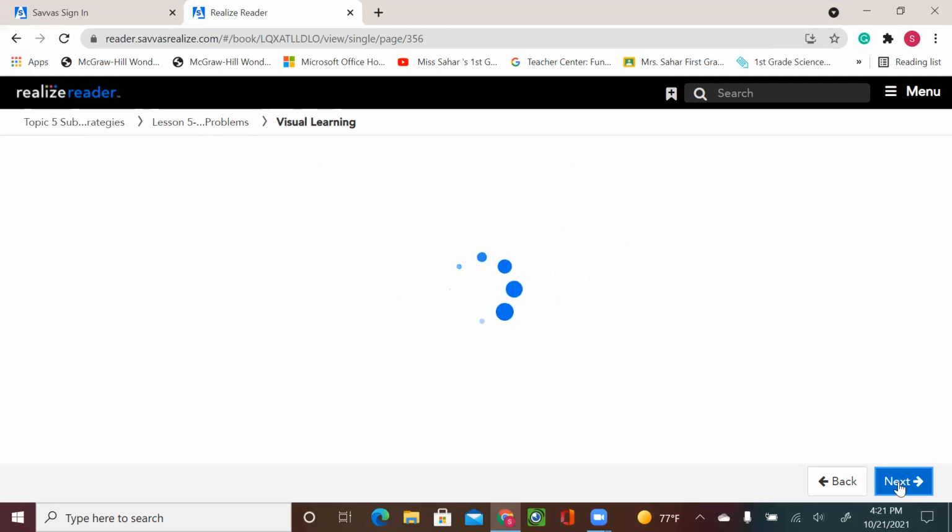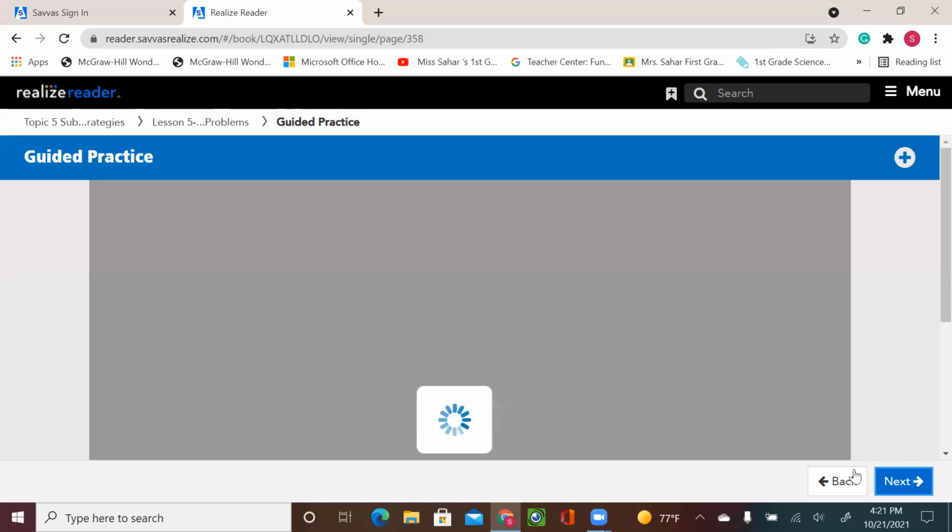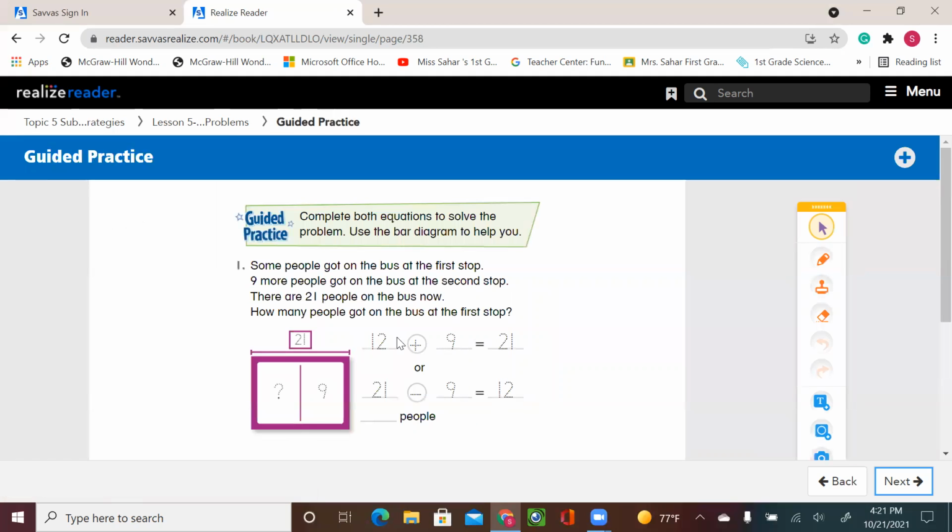All right, so let's see our guided practice, page 214. Complete both equations to solve the problem. Use the bar diagram to help you. Some people got on the bus at the first stop. 9 more people got on the bus at the second stop. There are 21 people on the bus now.